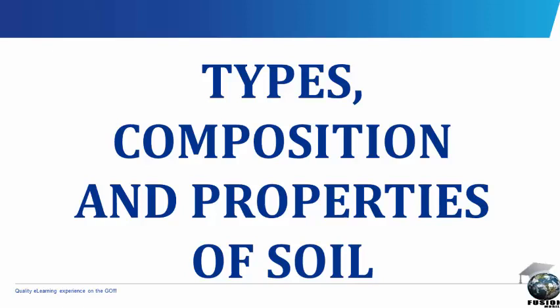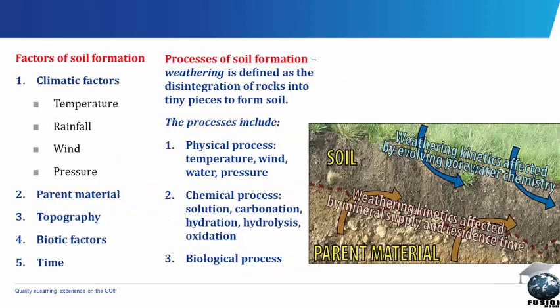Types, composition, and properties of soil. Soil formation is greatly controlled by 5 major factors, which are the climatic factors, the parent materials, the topography, the biotic factors, and time. Elements of climate such as rainfall, temperature, wind, and pressure are all very important in soil formation. Parent materials constitute the major materials from which soil is formed.